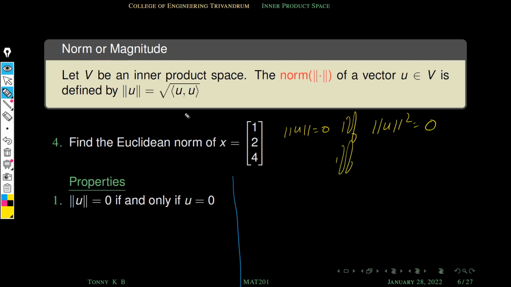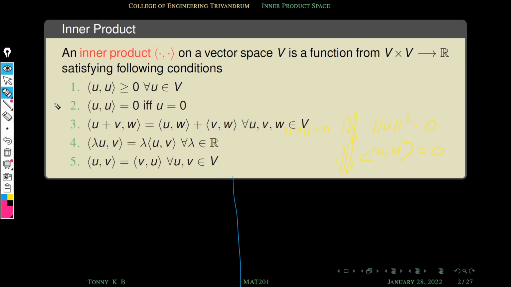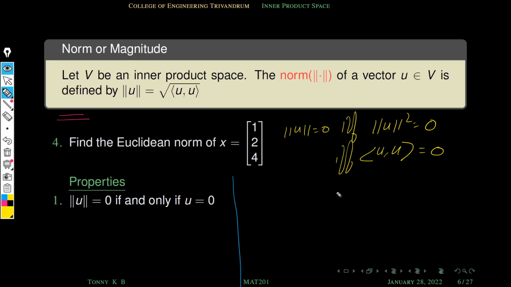Then what about norm u square? By definition, norm u is equal to the positive square root of the inner product of u with u. So what about the square? The square is the inner product of u with u, equal to 0, right? Then the inner product has a property, this second property: the inner product of u with u equal to 0 if and only if u equal to 0. Next we use this property. So we are starting from norm u equal to 0 if and only if u equal to 0. That means whenever norm u equal to 0, that is possible only when the vector is 0.